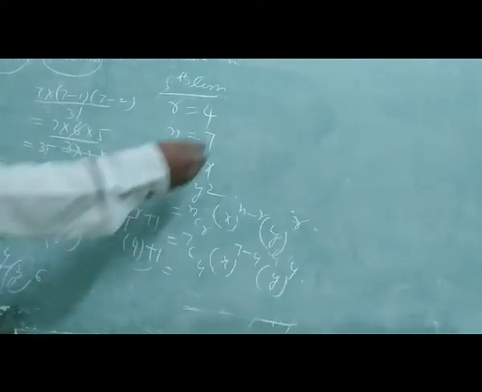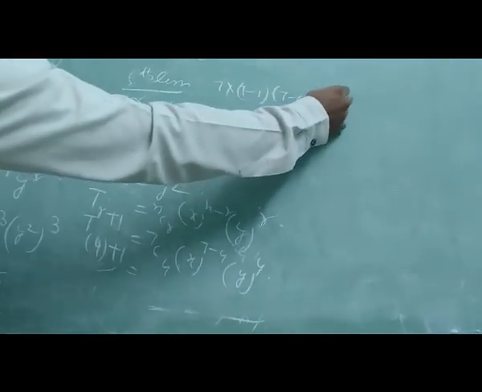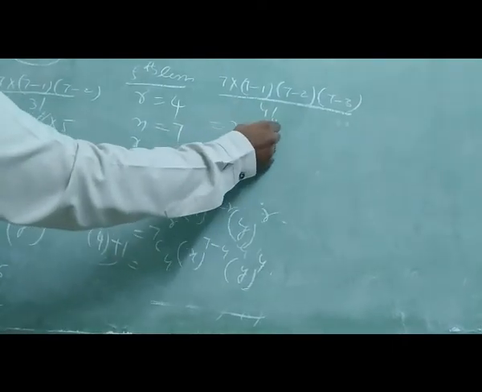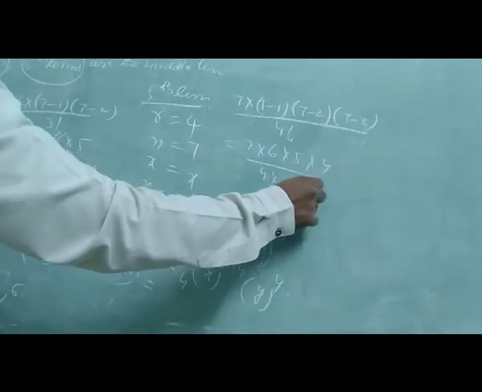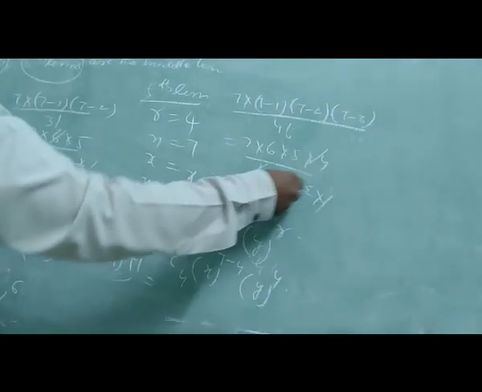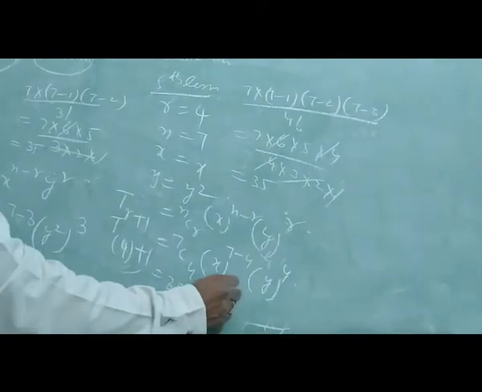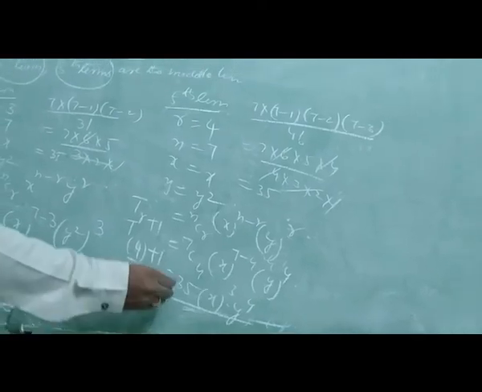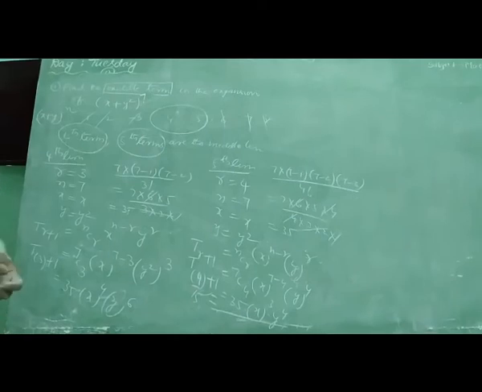What is 7c4? 7 into 7 minus 1 into 7 minus 2 into 7 minus 3 by 4 factorial. 7 into 6 into 5 into 4 by 4 into 3 into 2 into 1. 7 5s are 35. So 35 into x cube into y to the power of 8. So these are the middle terms in the expansion of x plus y square whole to the power of 7.